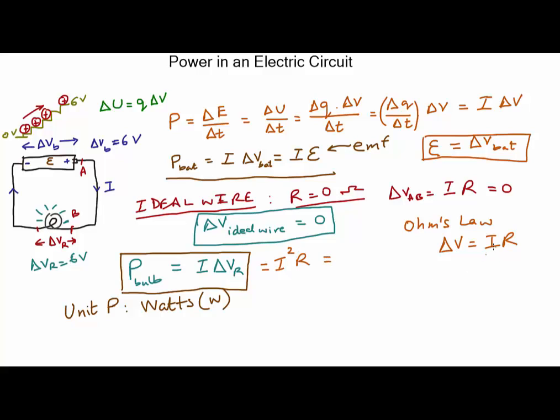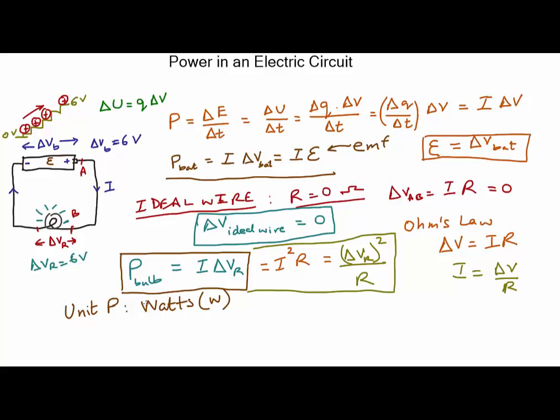Or I could take this Ohm's law and rewrite it as I equals delta V divided by R. And so if I substitute that in here for I, I would have delta V times delta V. So that would be delta V squared divided by R. So all of these forms are valid for power dissipated by a bulb.